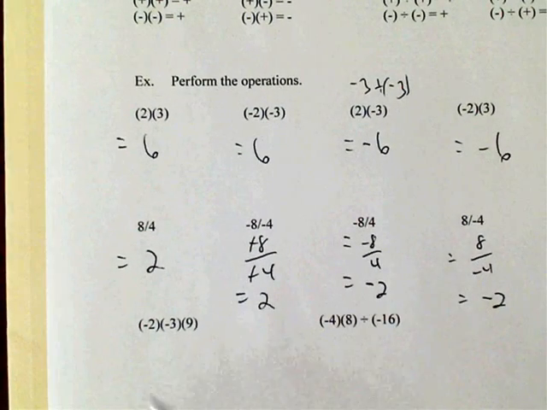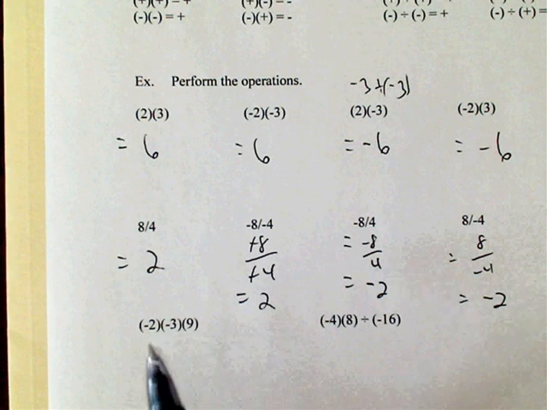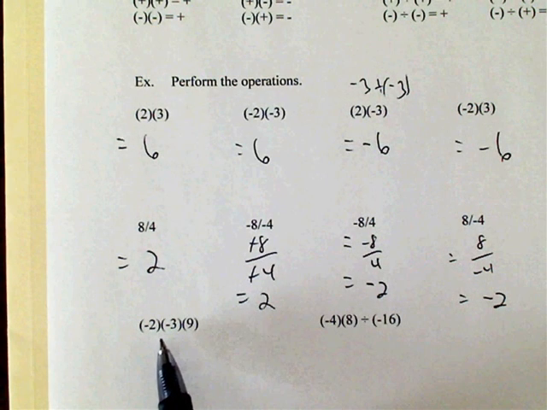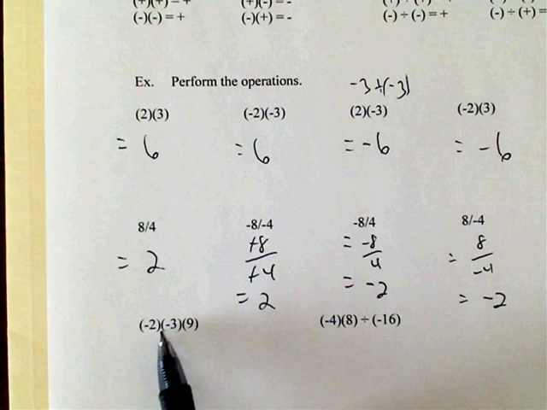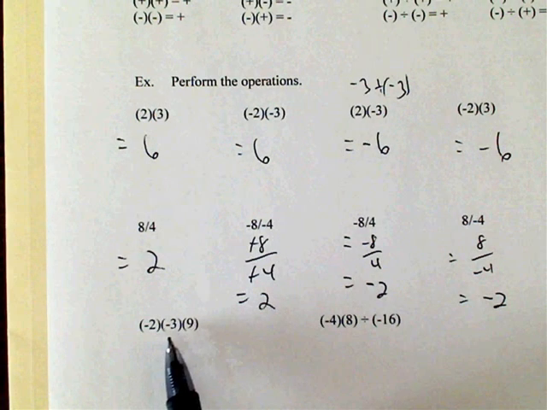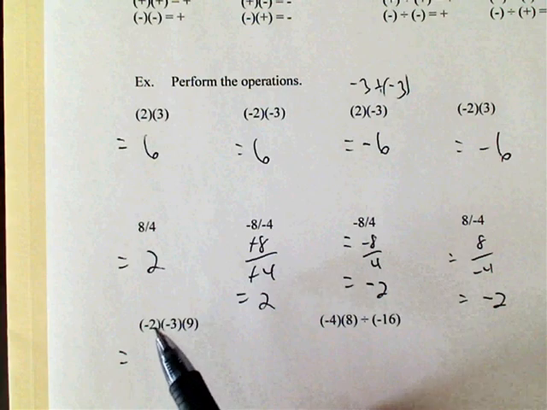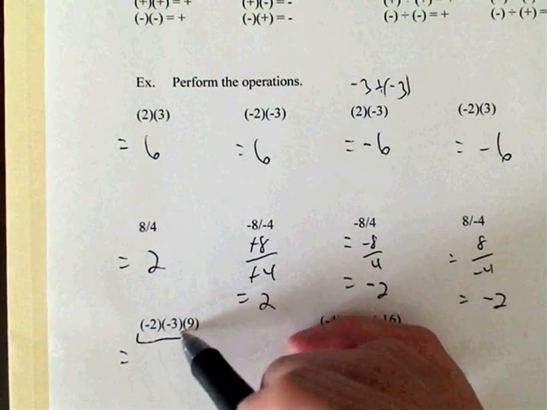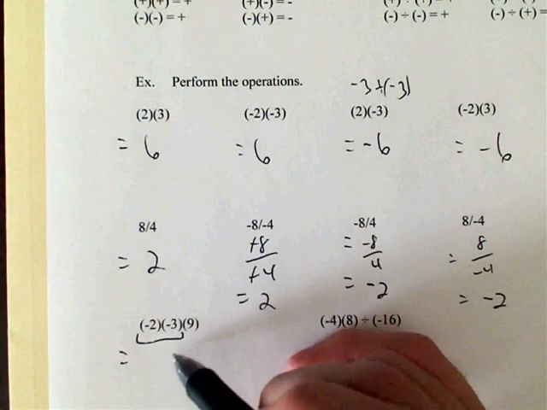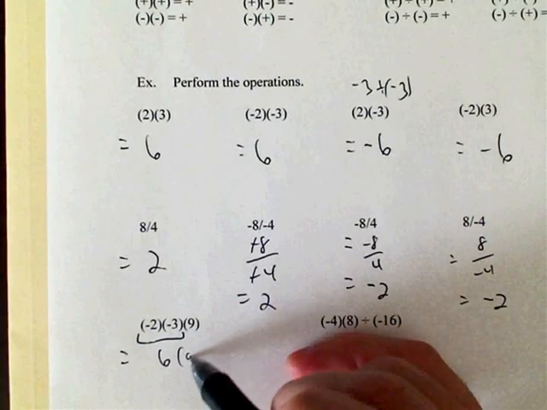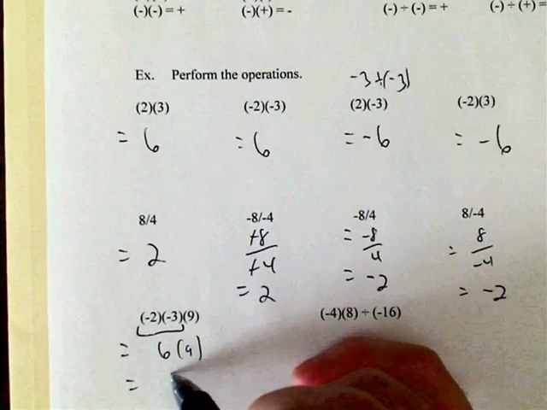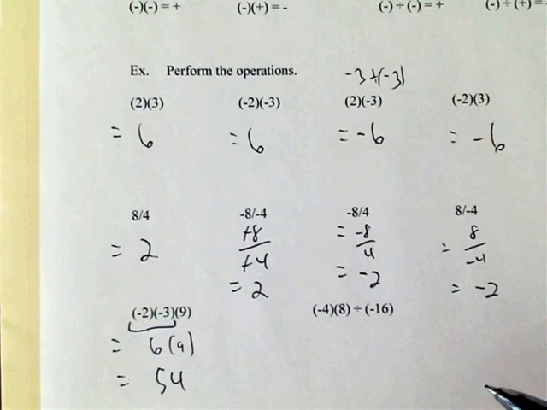Let's do these next two examples. When you multiply, this is all multiplication. Negative 2, negative 3, and 9 are all separated by parentheses, which means we're just going to multiply left to right. I'm going to do negative 2 times negative 3, and negative times the negative is a positive. 2 times 3 is 6. And then 6 times 9 is 54.